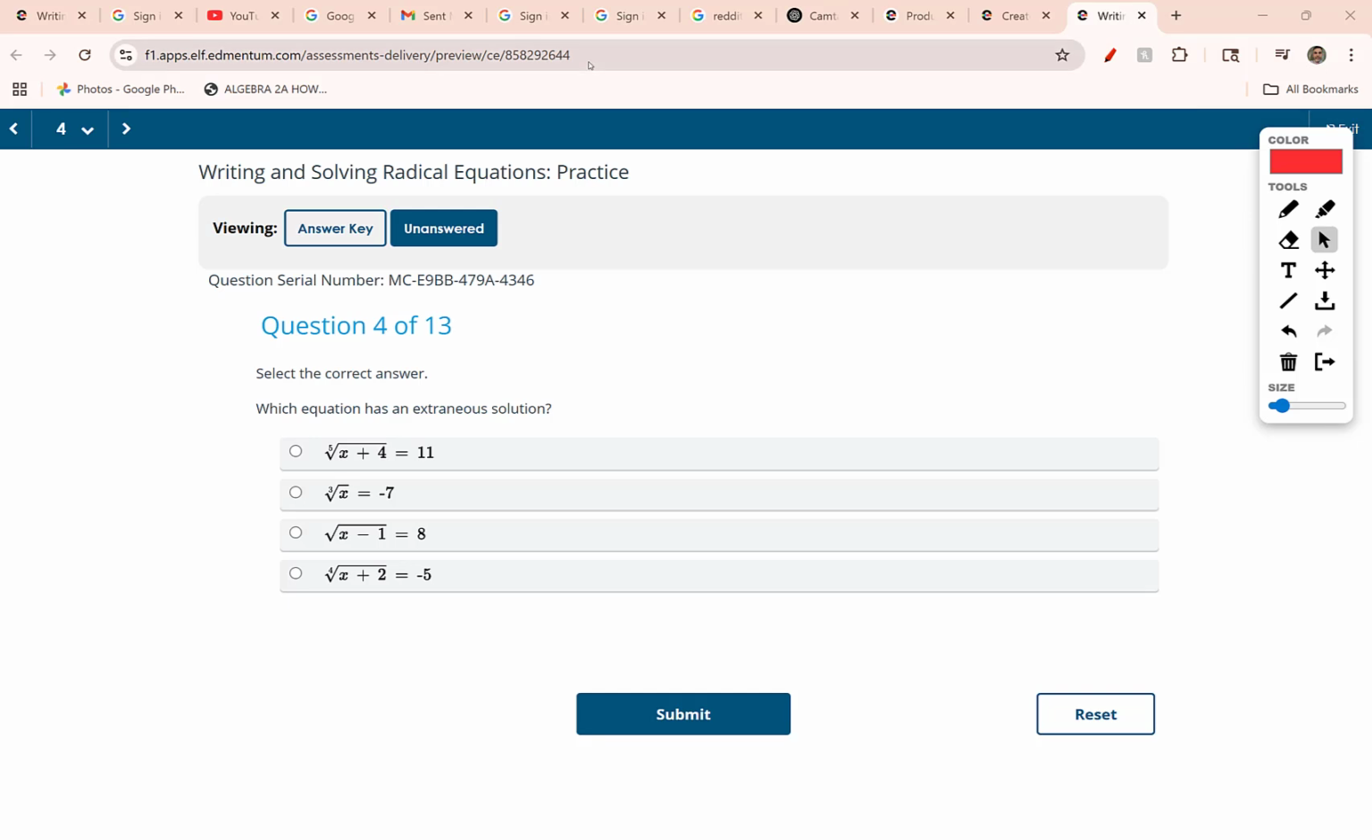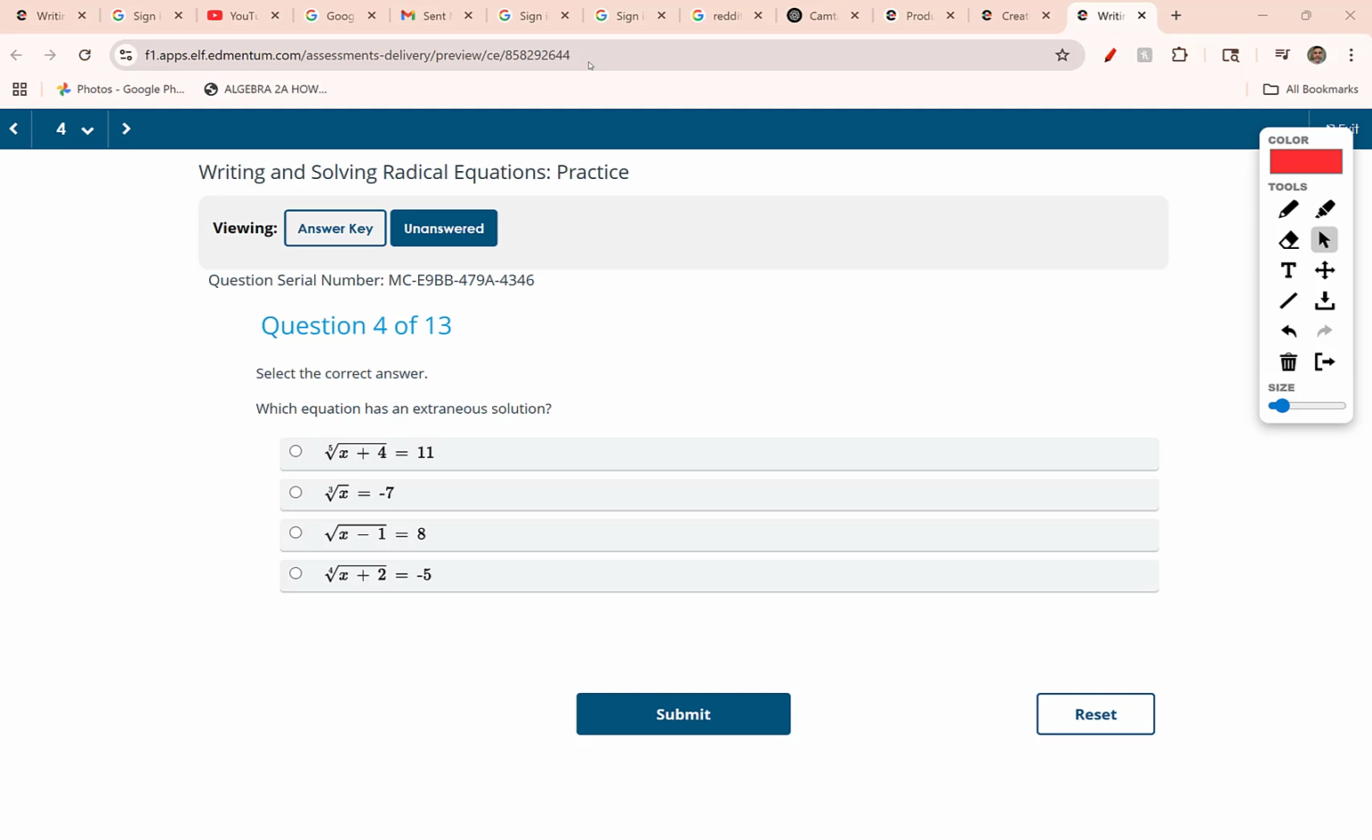Question 4, which equation has an extraneous solution? Remember, an extraneous solution is a solution you get when you solve an equation using a regular algebraic process. But then when you get that solution and substitute it back in the original problem, it doesn't make the equation true. So a long way of doing this problem would be to solve each one of these problems and then check those solutions to make sure they made the original equation true.